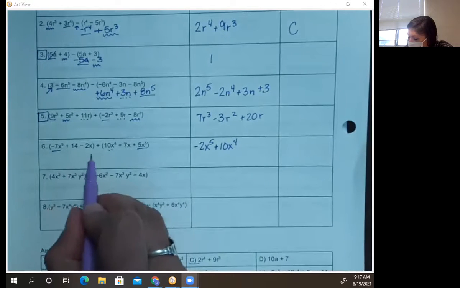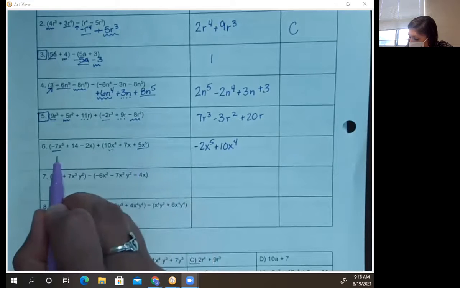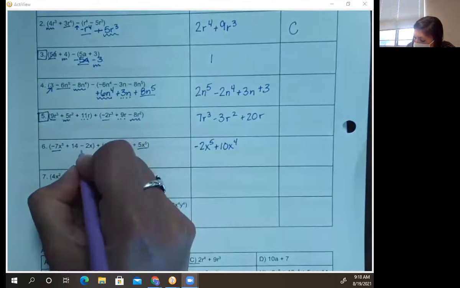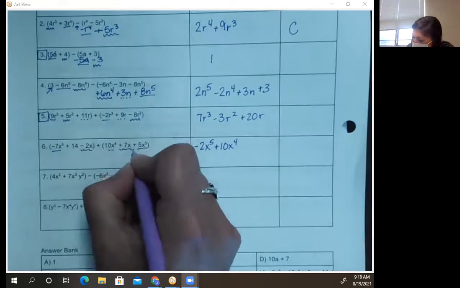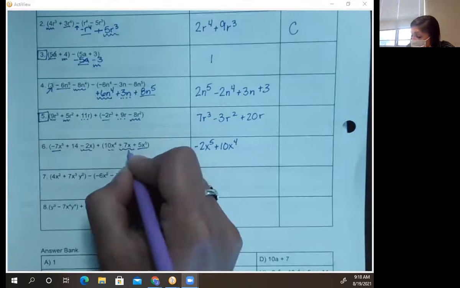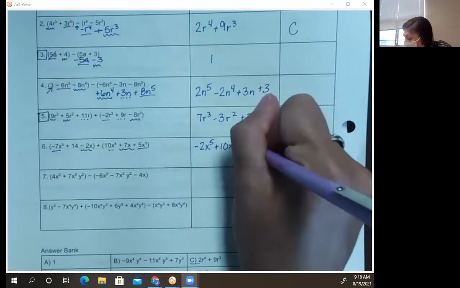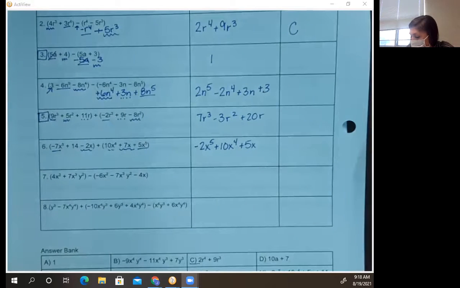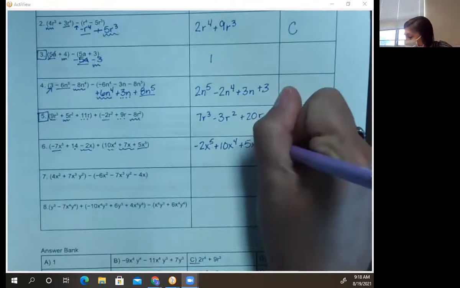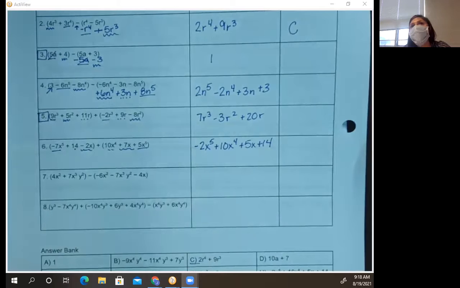I don't see an x cubed or an x squared term. So next I'm going to combine the x terms. So minus 2x plus 7x would be plus 5x. And then finally I have a constant term of 14. That's my only constant term, so I don't have anything to combine that with.